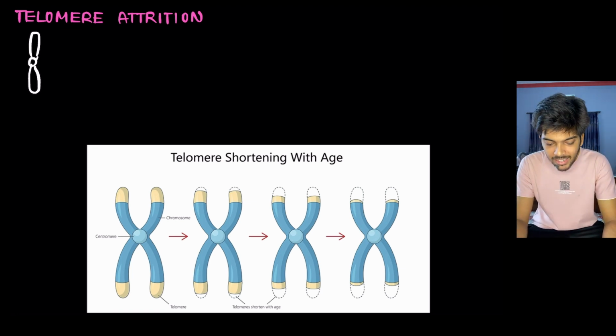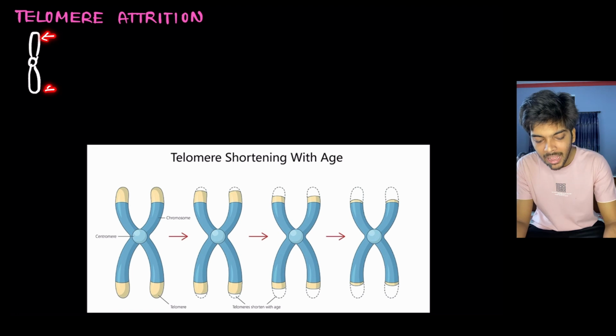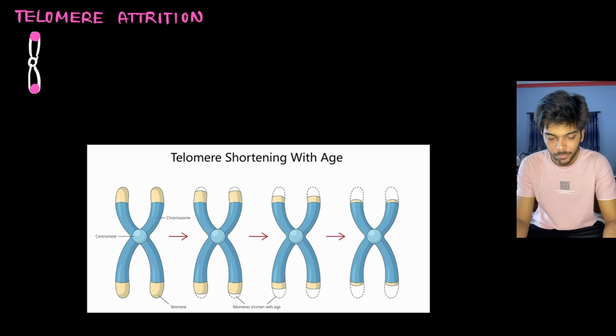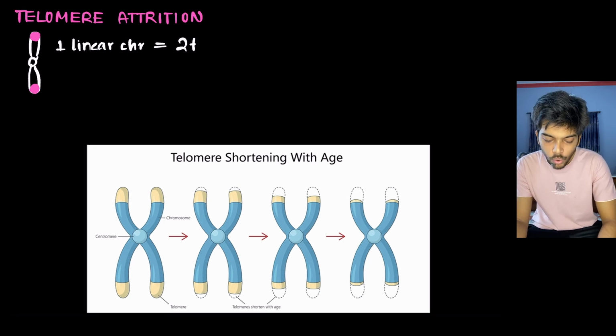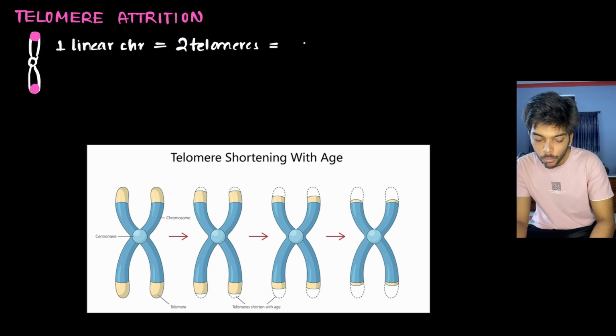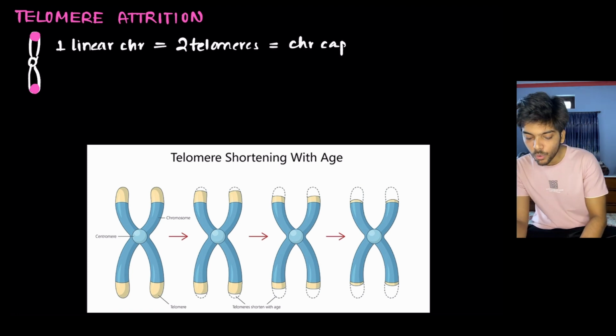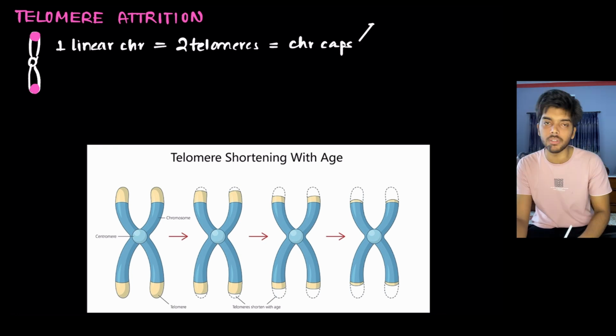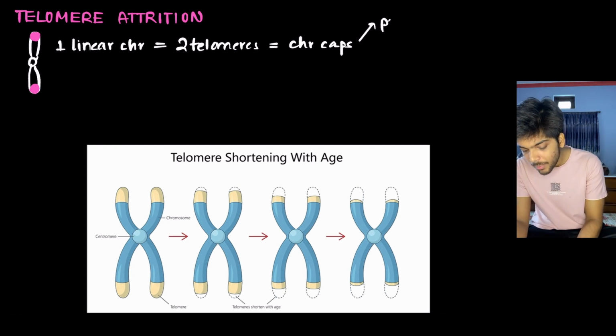And this linear chromosome has two terminal ends. And these two terminal ends are chromosomal caps. These chromosomal caps are referred to as telomeres. So one linear chromosome has two terminal ends where two telomeres are present that form the chromosomal caps. And these chromosomal caps have two major functions. Function number one, they prevent chromosomal end sticking.